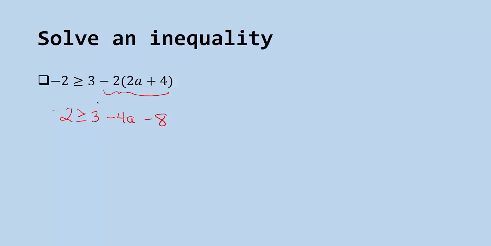So now I can add in my numbers here. So I'm going to go ahead and take the 3 minus 8. So that's going to get me negative 5 minus 4a. Bring down my symbol and my negative 2.